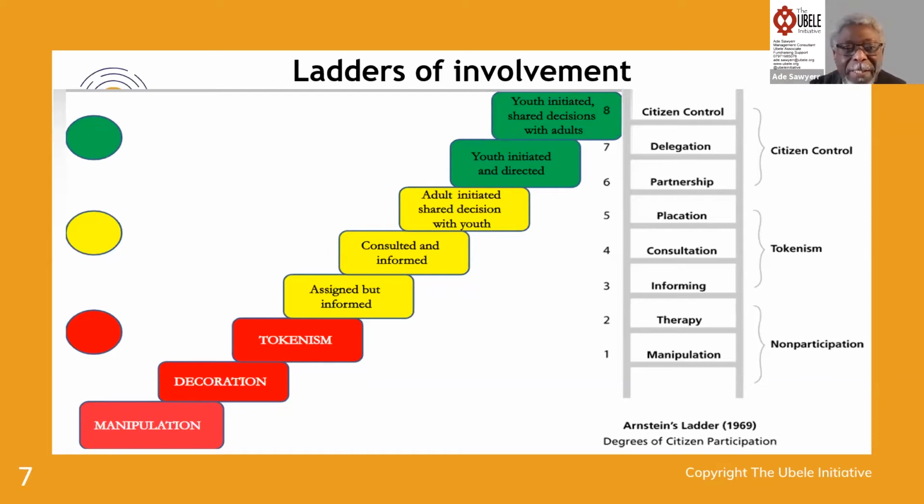So if you look at this ladder of involvement, this was refined by another lady called Arnstein, who developed what she called the degrees of citizen participation and moved out again from the point of manipulation to the point of citizen control. And she said that if you really want a project to work very well, then you need to design that project in such a way that the users are very much in tune with all the stages of the development of the project.